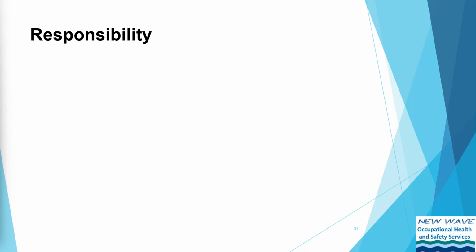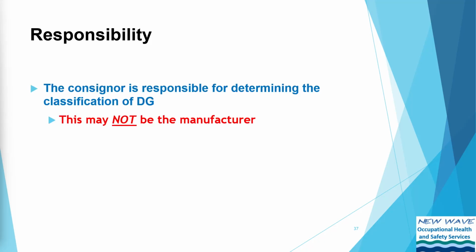Given all these classification rules, who is responsible for classification? In WHMIS, it is the manufacturer. But in transportation of dangerous goods, it is the consignor, the person who ships the product. That may be a middleman and may not be the manufacturer.